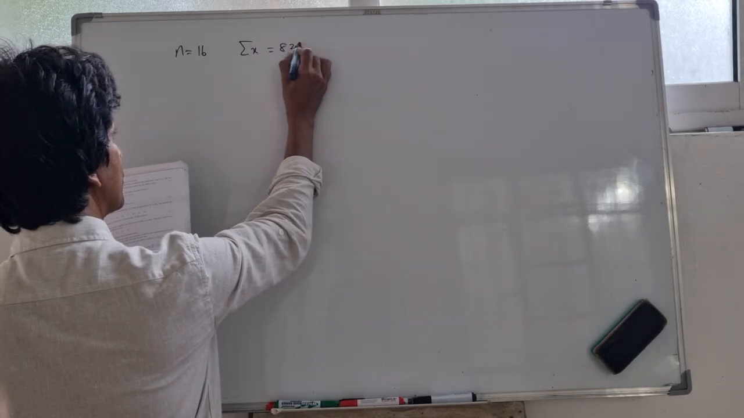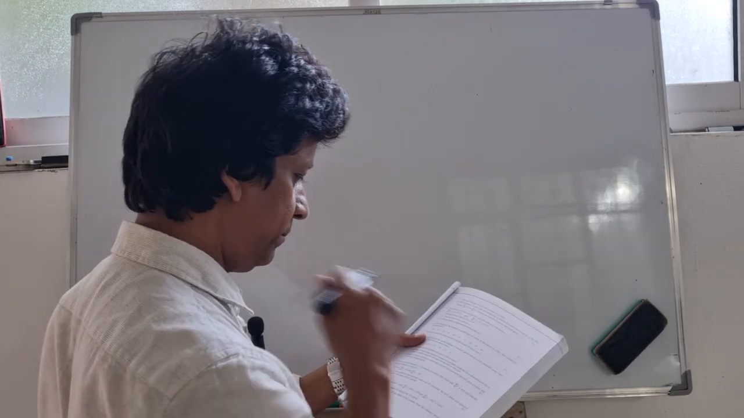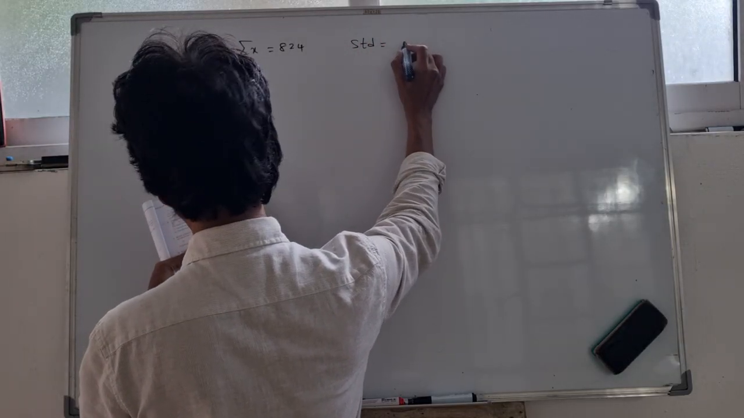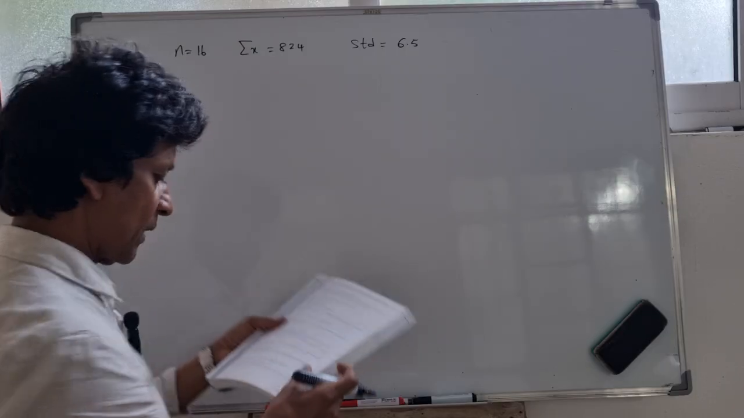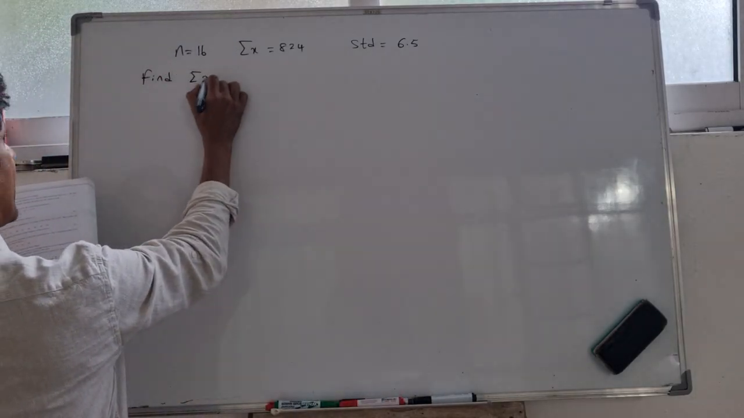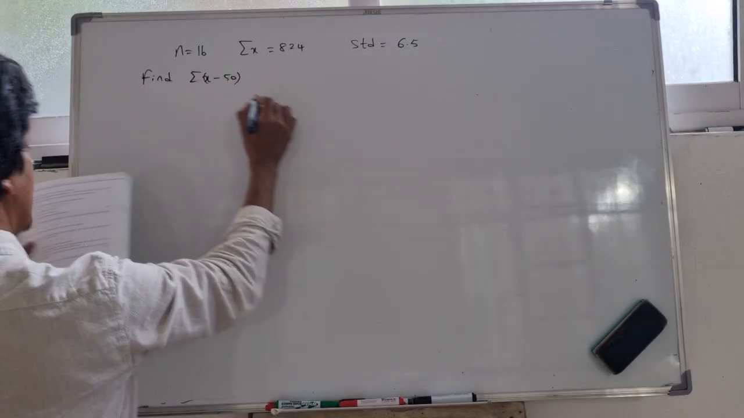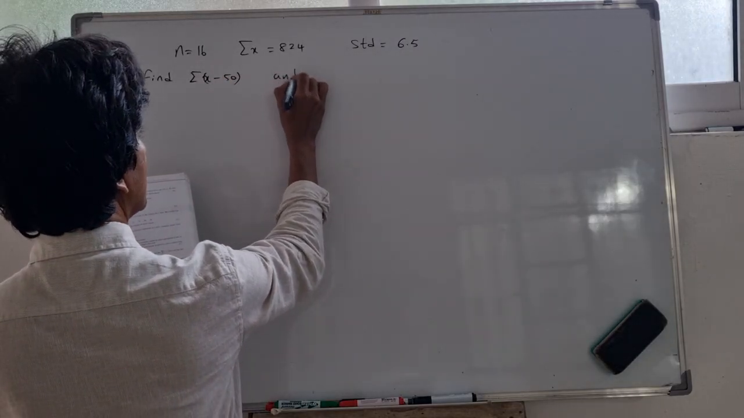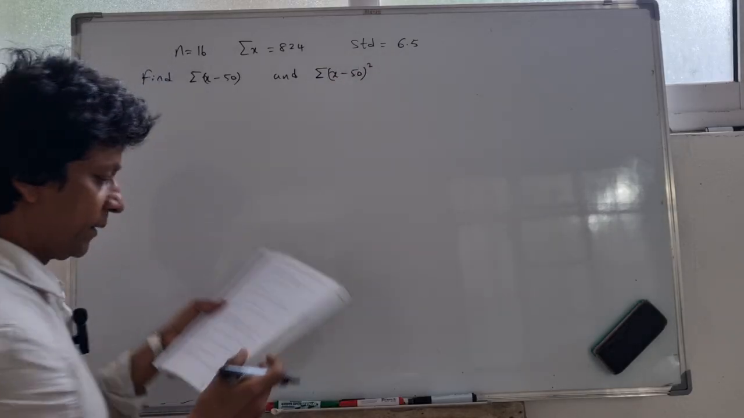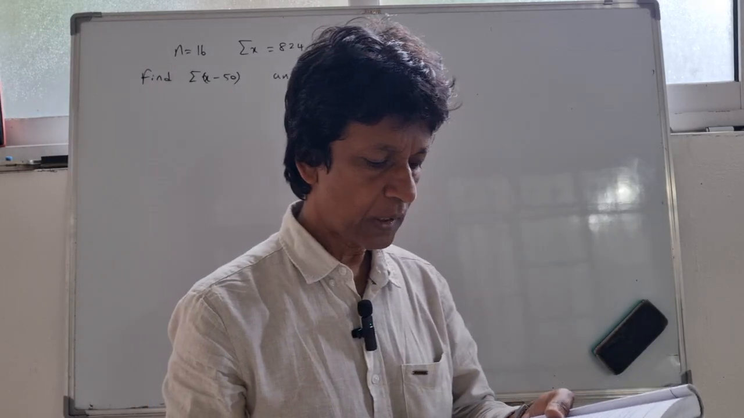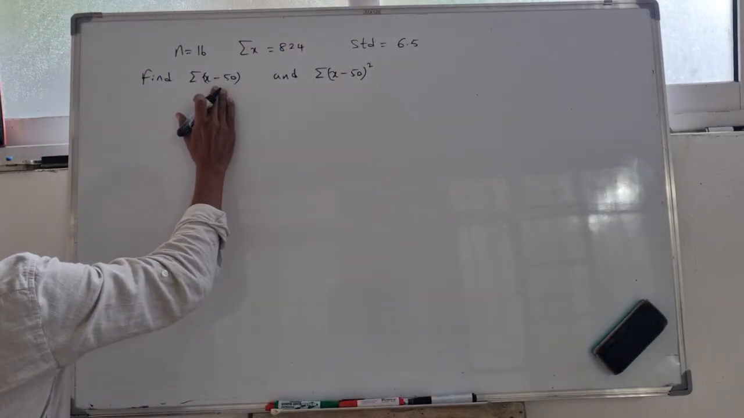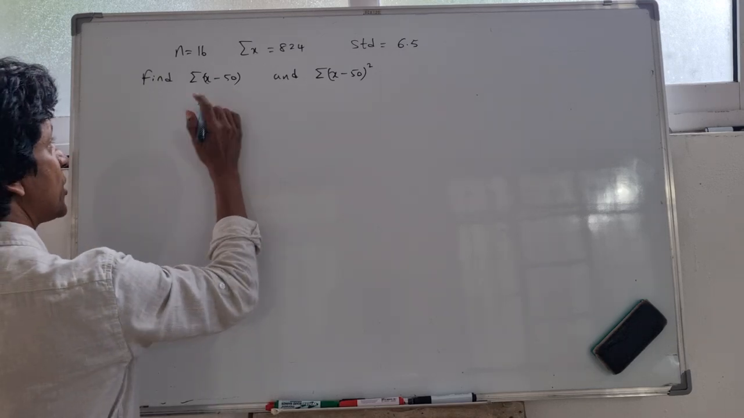is equal to 824, and the standard deviation is equal to 6.5. Now we need to find the sum of x minus 50 and also the sum of (x minus 50) all squared. First of all, how are we going to find the sum of x minus 50? We just need to open up this kind of notation.